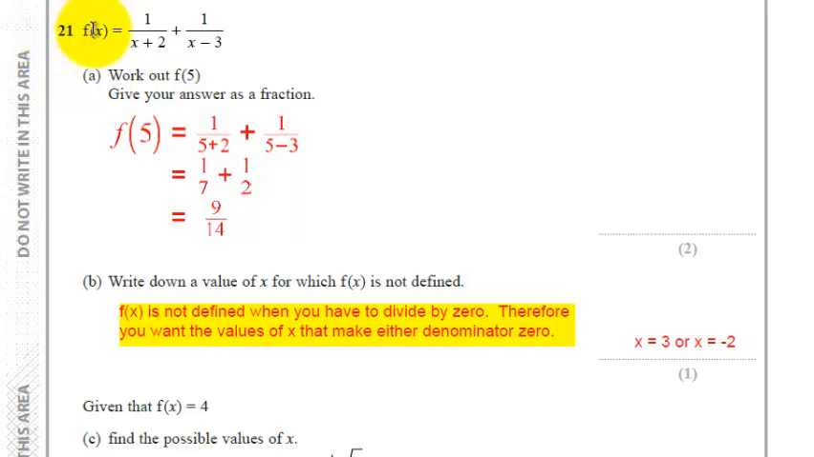Question 21. f of x equals 1 over x plus 2 plus 1 over x minus 3. Part A. Work out f of 5, give your answer as a fraction. All this means is that where there's an x, you replace it with a 5.